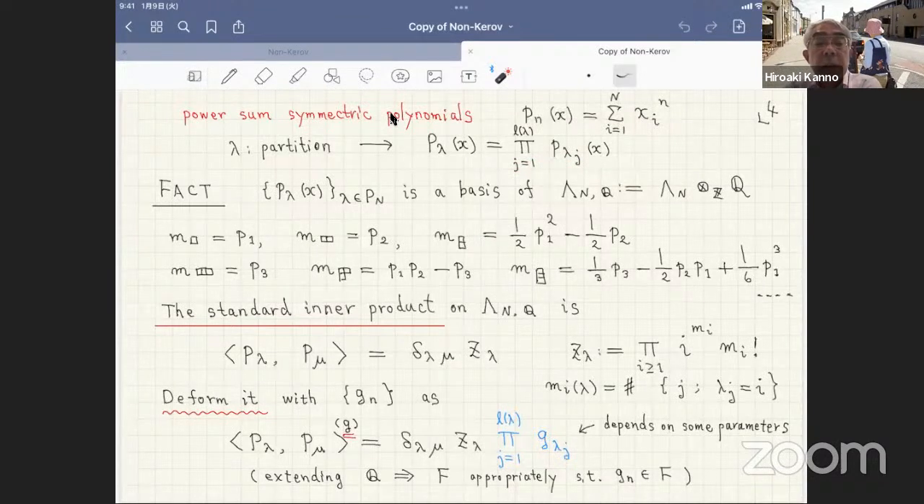Also, the fact is that the power sum symmetric polynomials form a basis of symmetric polynomials, but we extend the coefficient field from Z to the rational numbers. For example, if we expand monomial symmetric polynomials in terms of power sum symmetric polynomials, some rational numbers appear as coefficients. So we have to extend the coefficient field to the rational numbers.